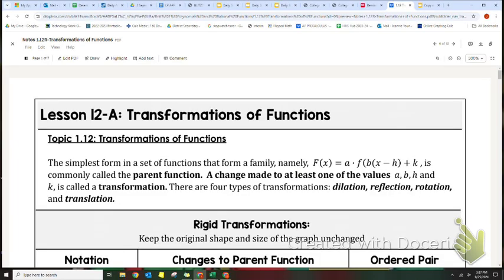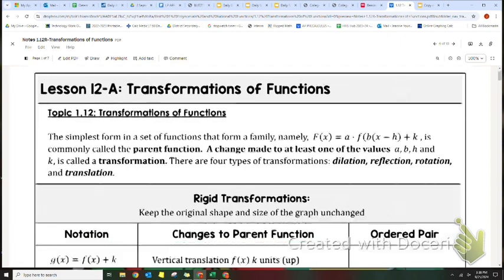All right, so in lesson 1.2a, the simplest form in a set of functions that form a family, namely f of x equals a times f of b, x minus h, plus k, is commonly called the parent function. A change made to at least one of the values a, b, h, and k is called a transformation. There are four types of transformations: dilation, reflection, rotation, and translation.